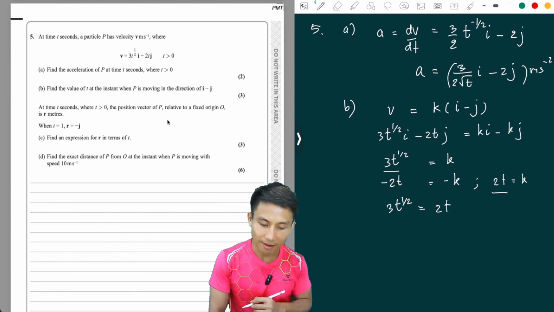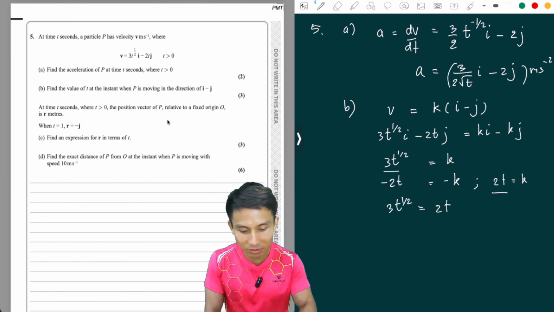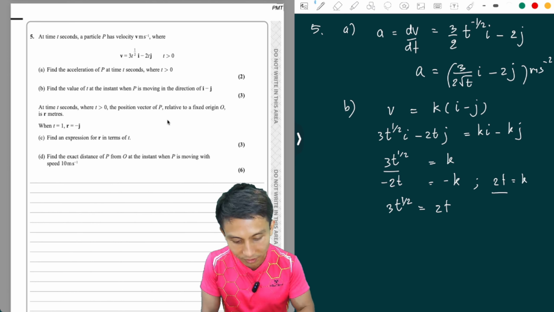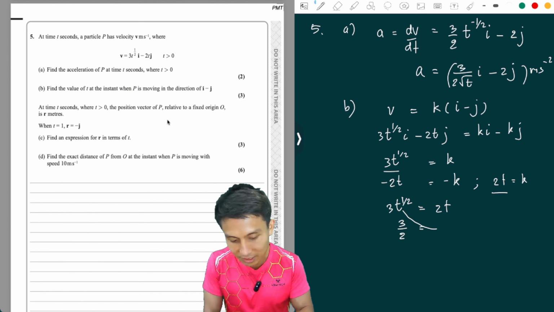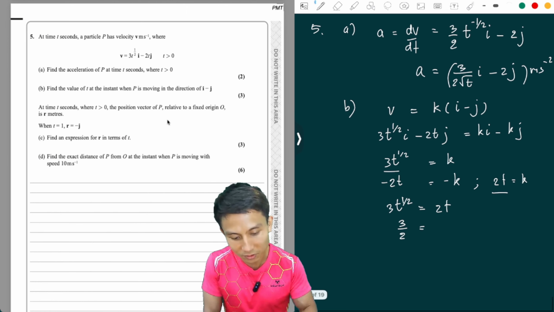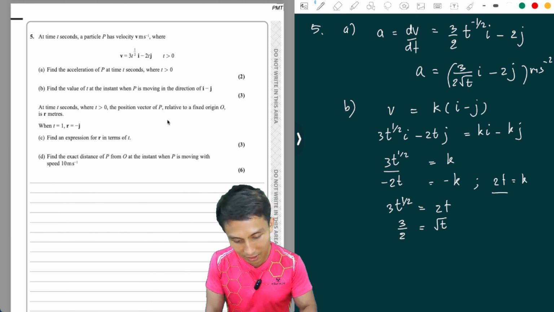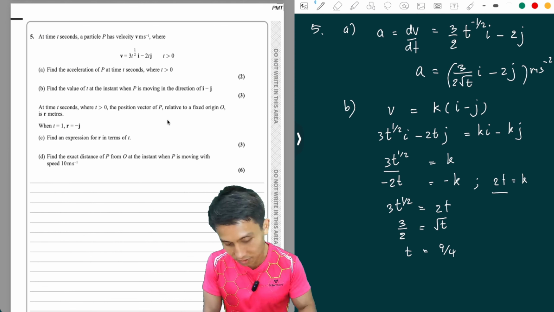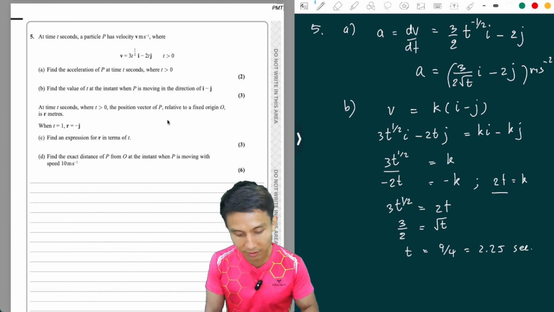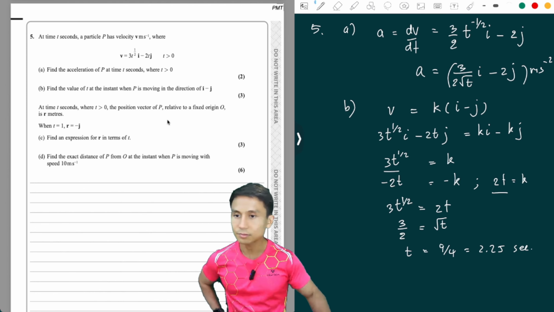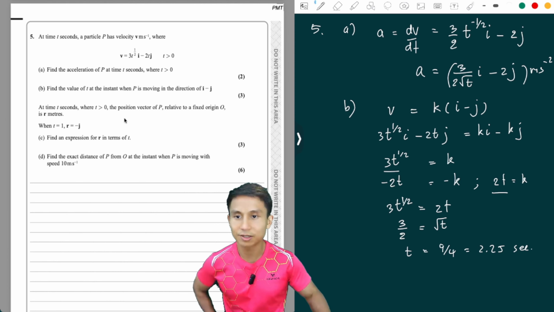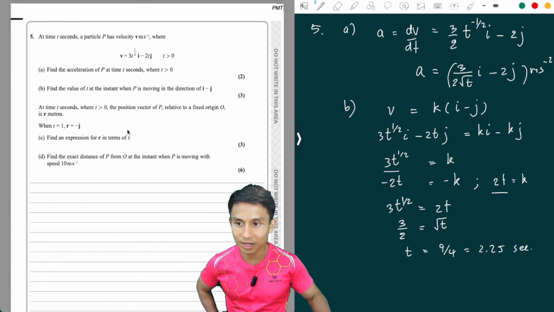If you simplify the power there, I move 3 over 2 to the left, and then you divide by t, square root t to t, you get square root t here. And then t will just be 9 over 4, which is 2.25 seconds. So that's the time when P is moving in that direction.